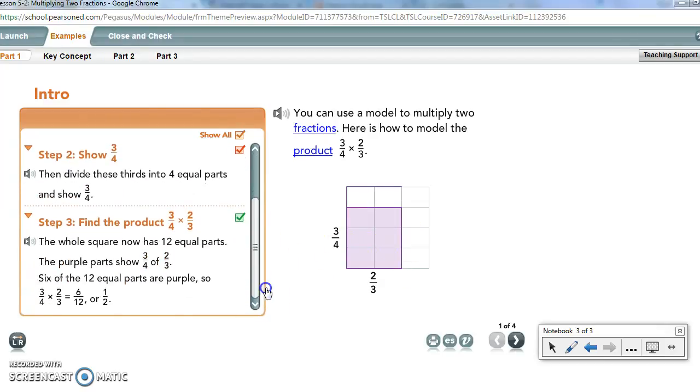So step 3 then is to find the product of 3/4 times 2/3. The whole square now has 12 equal parts. The purple shows 3/4 of 2/3. 6 of the 12 equal parts are purple, so 3/4 times 2/3 is equal to 6/12 or 1/2.